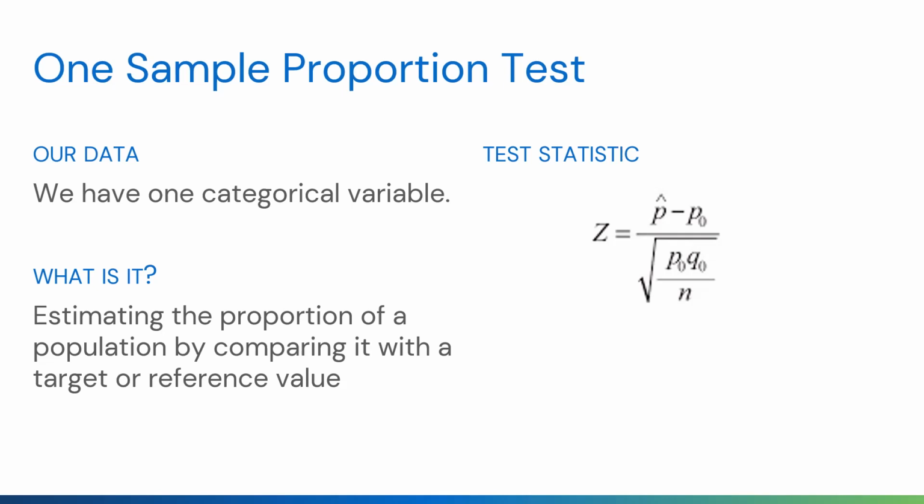And so you can do that if you have a reference or a target. The test statistic for this is the Z statistic, and this is the formula for it, which you can calculate manually. You can calculate any one of these tests manually using Excel or Google Sheets, and you can also use statistical software for it.